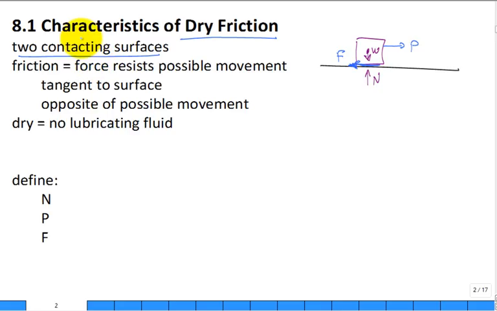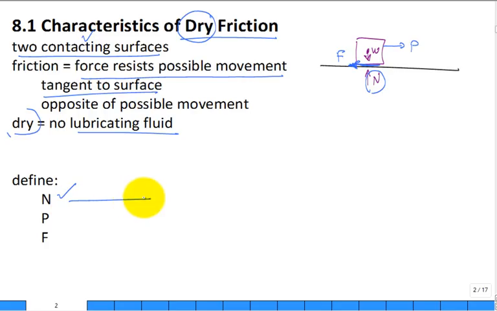So we have two contacting surfaces. The friction is the force that resists the possible movement in that possible direction. It's tangent to the surface. So what we have is a normal and then tangential forces. And when we talk about dry friction, we have no lubrication, so there's no fluids. In fluid mechanics, you'll deal with lubrication, and you'll deal with viscosity and velocity profiles and shear stresses. But here, it's just dry. So what is N? In your words, normal force. What is P? Some load that wants to cause a slipping or a motion of those two surfaces. And F is that frictional force that resists, opposite of P.